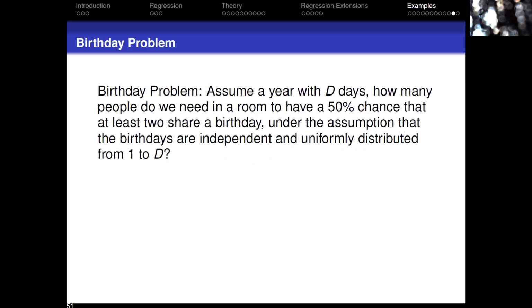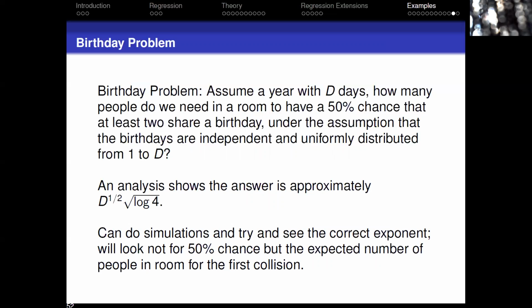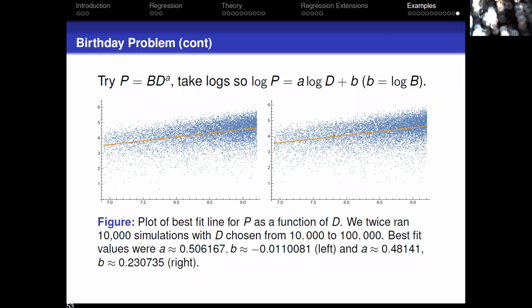But what you can do is try to figure out theoretically what the probability is. And in fact, you can do it assuming that there are d days in the year, and you get that the answer is approximately the square root of d times the square root of log of 4. That's about how many people you need if there are d days in a year to have a 50-50 chance of 2 people sharing a birthday.